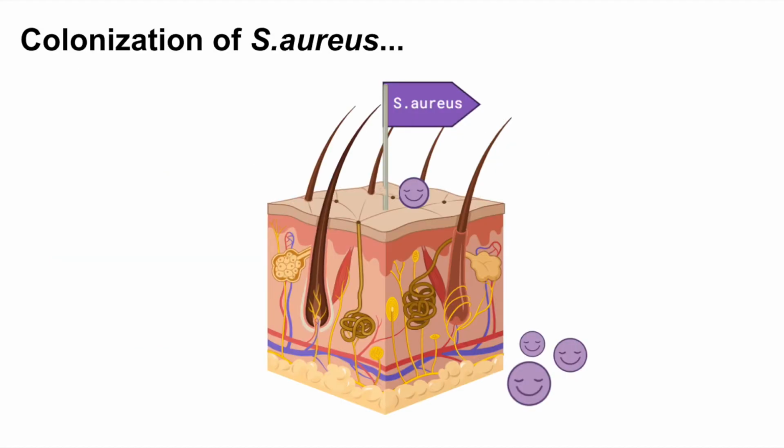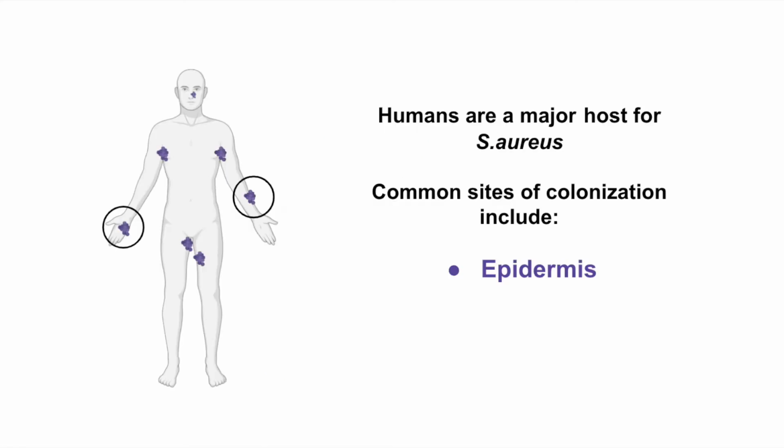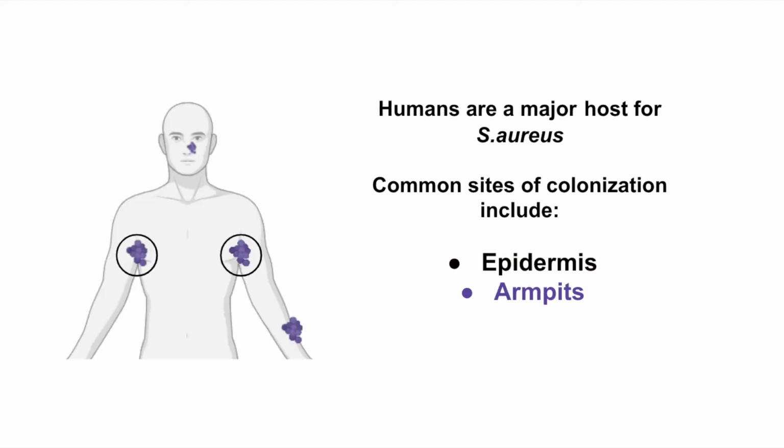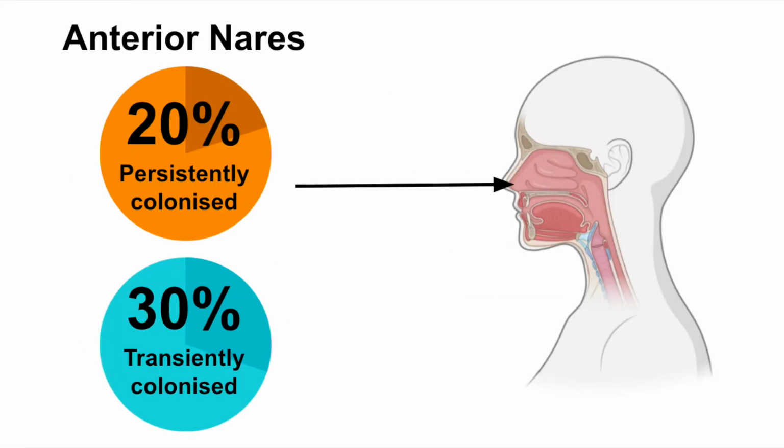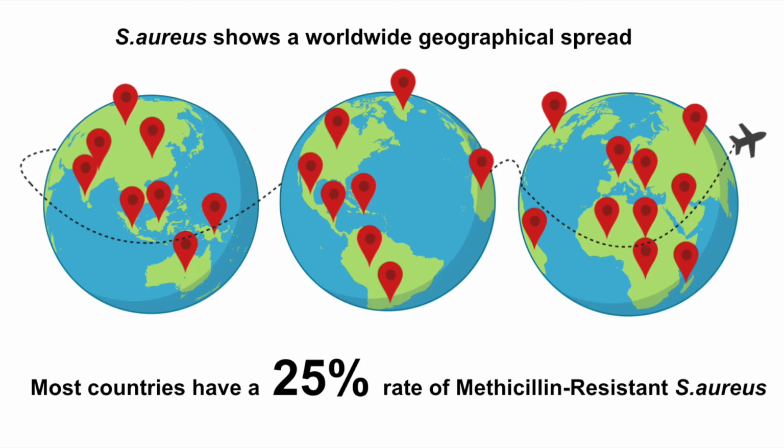So, whilst we know that S. aureus appreciates a good human host, where does it colonise? S. aureus has been found to colonise a number of bodily locations, including the epidermis, armpits, groin area, and the nares, which are one of the most common sites of S. aureus colonisation.